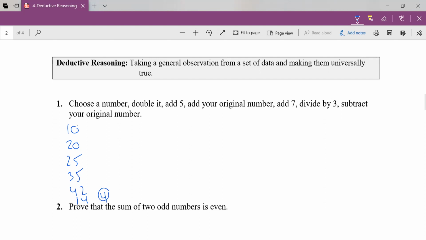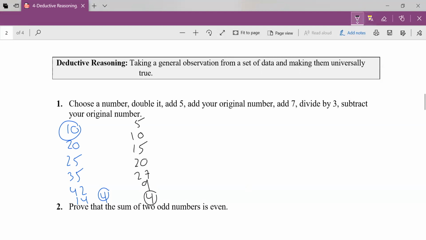So I started with 10 and got 4. I don't see a pattern there yet, so I'm going to try it again. I always like to do these things a couple times to find a pattern. Choose a number. I'm going to choose 5. Double it, 10. Add 5, 15. Add your original number, 20. Add 7, 27. Divide by 3, 9. Subtract your original number, 4. Look at this. I've done this twice, and both times I ended up with 4.